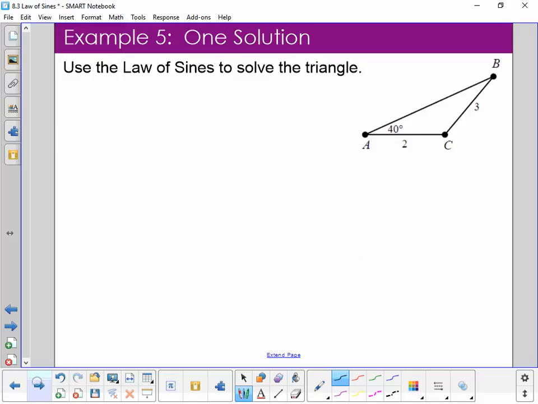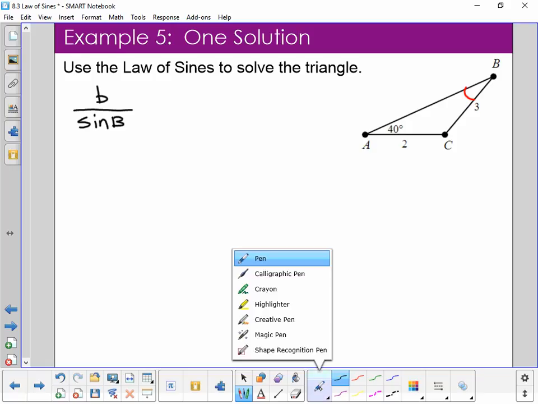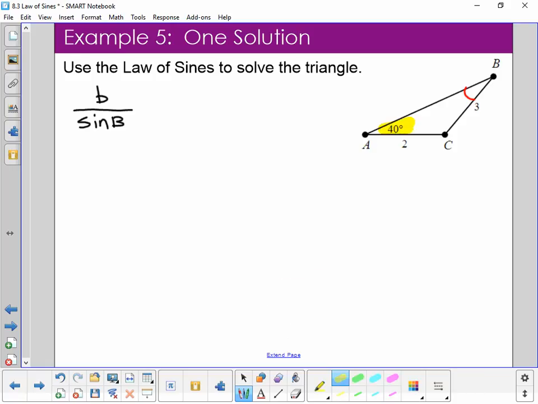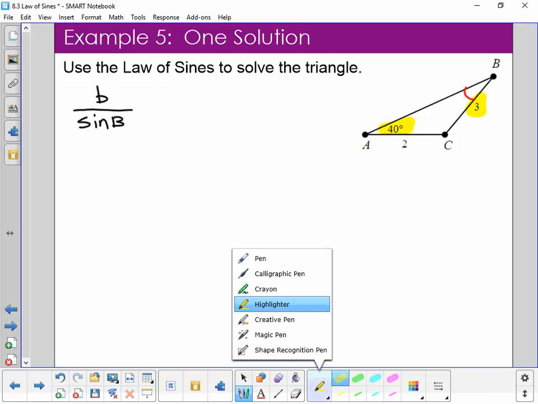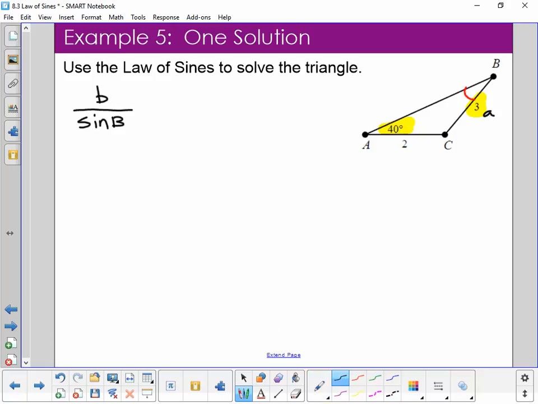It can be a little more challenging to find an angle. In this example, I am going to find angle B. If I want to find angle B, I'm looking for angle B, so I'm going to do B over the sine of B. As I look at my diagram, it looks like we have angle A and this is side A, so we can use the A's to help us.